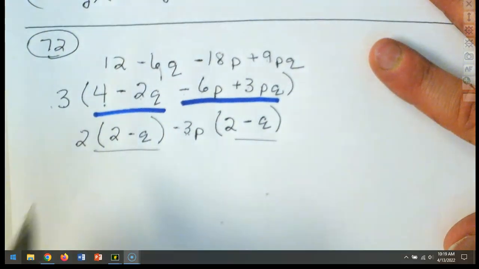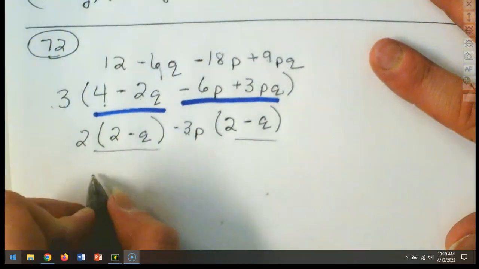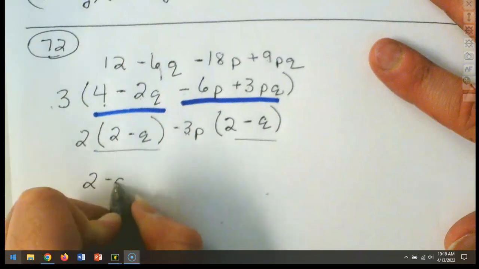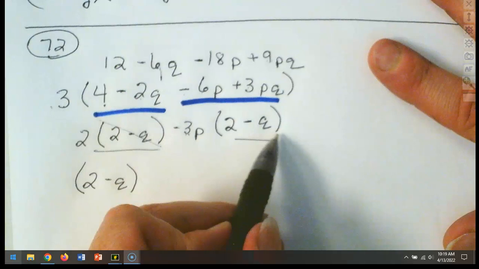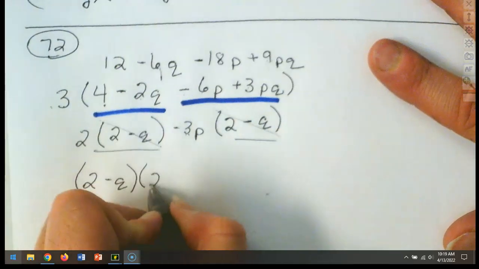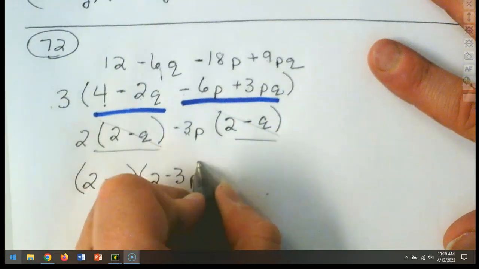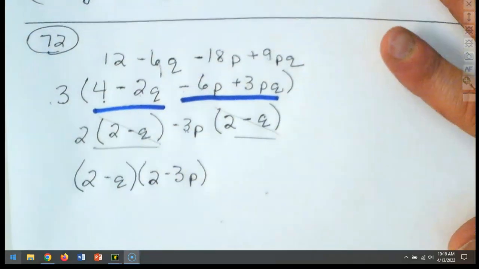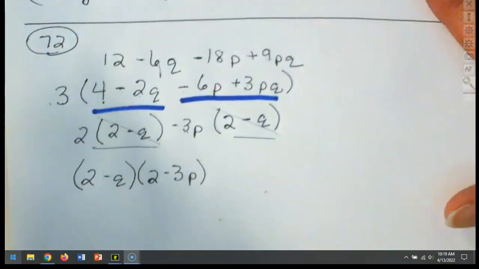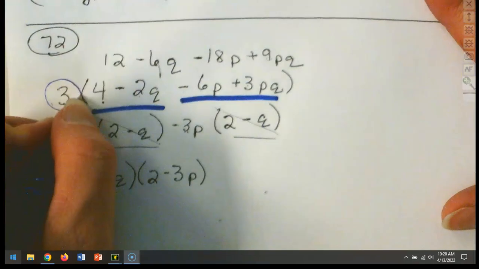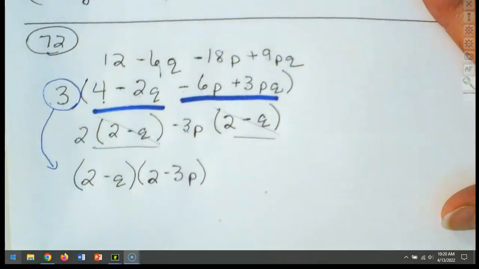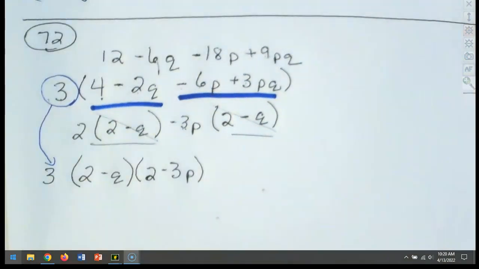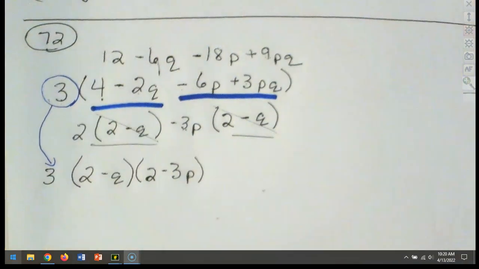And we're going to rewrite it. And then what we have is 2 minus q. Gone and gone. And then we have a 2 minus 3p left over. And then do not forget about that 3. That 3 was out in front. All right, so 3 is just going to come down. So that's your final, finished, factored answer.